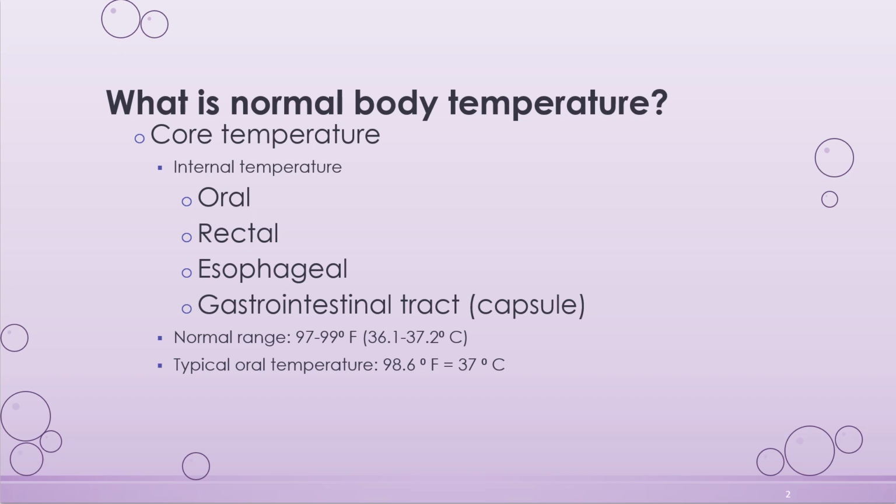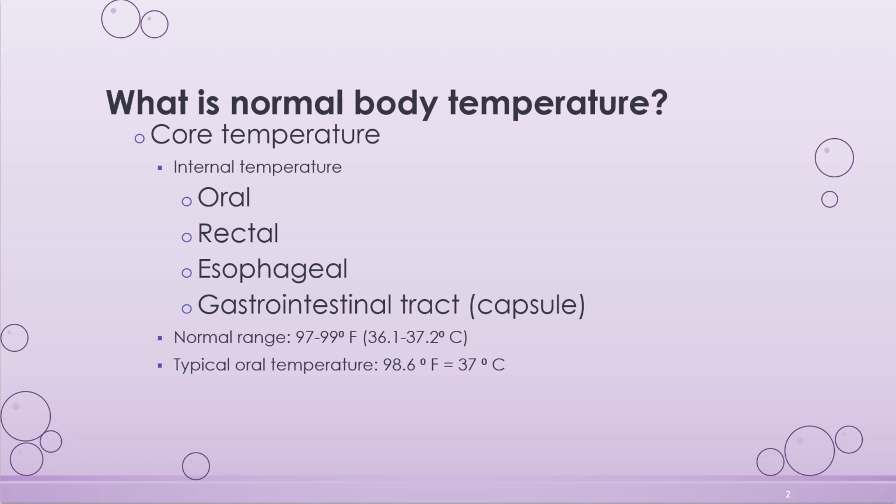Normal body temperature can vary slightly depending on the method of measurement and the individual. However, the generally accepted normal body temperature ranges are as follows. For oral or mouth temperature, the normal range is usually considered to be between 97.6 degrees Fahrenheit and 99.6 degrees Fahrenheit. The average oral temperature is typically around 98.6.